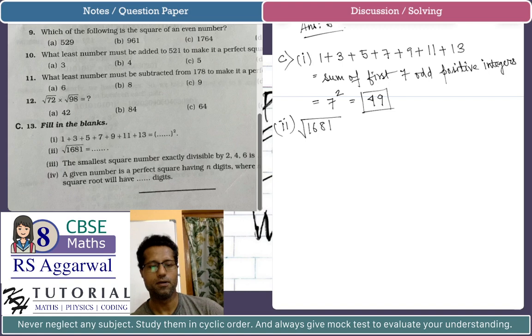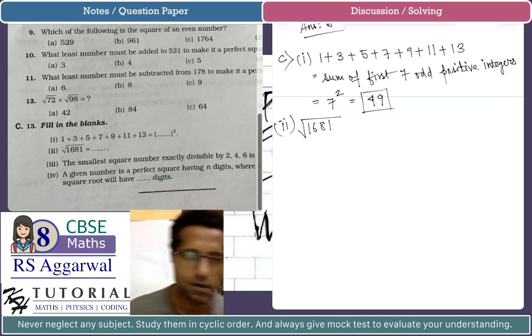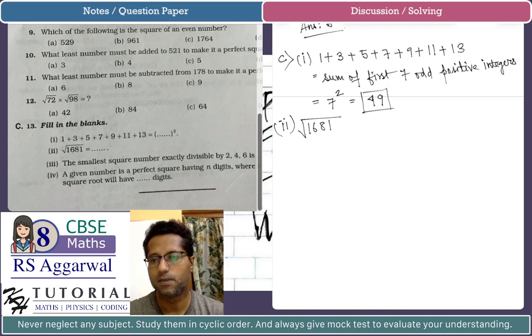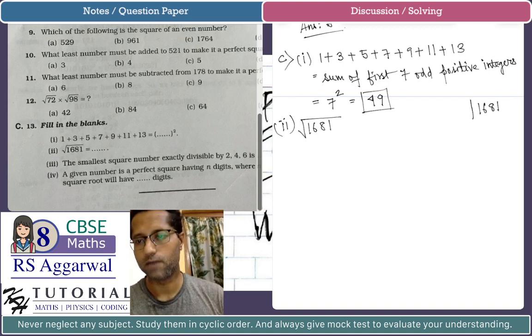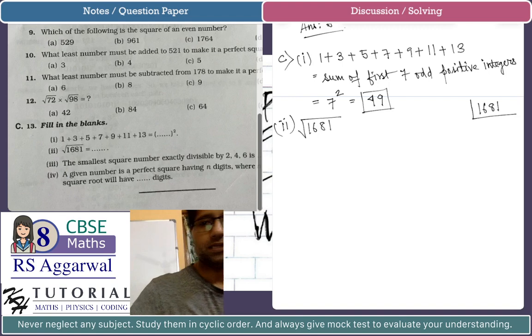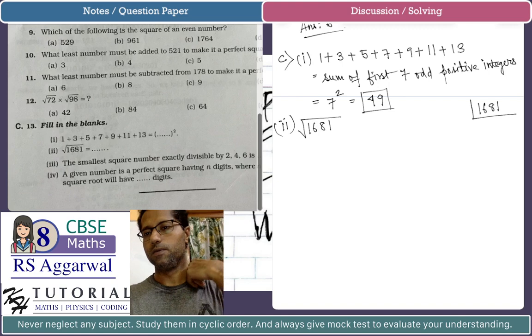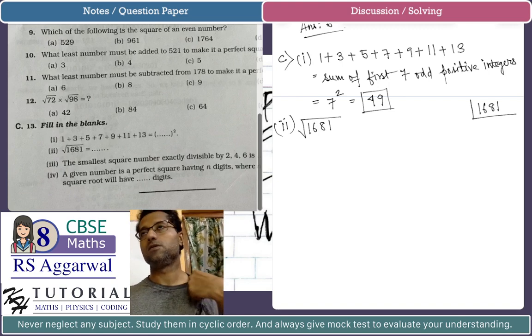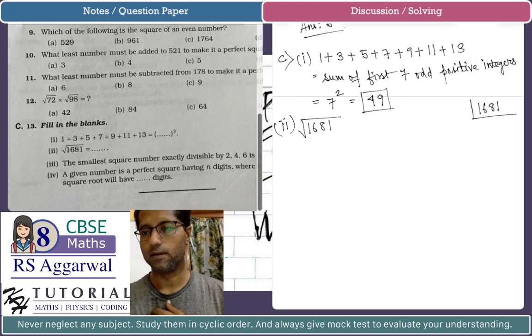that the number 1681 will be a perfect square. So you can try out quickly with the prime factorization method and see whether it's a square number or not. And if it is a square number, you can quickly find the square root also using the prime factorization method. Now it is ending with 1. So if it is a perfect square, it has to be the square of a number that will either end with 1 or 9.